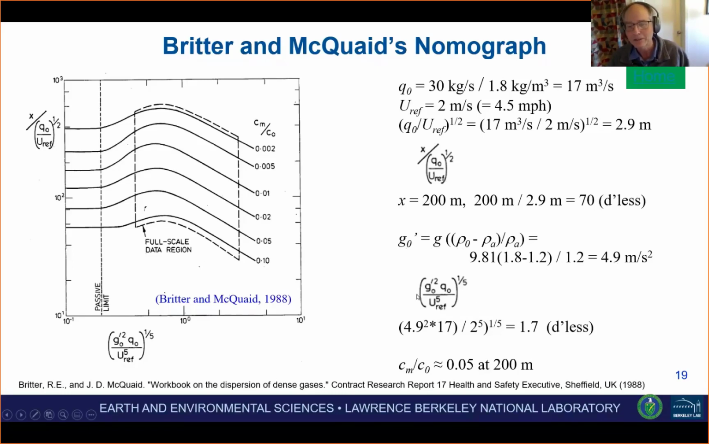And I could do the same thing down here, looking at this reduced gravity term for CO2, creating this quantity that's on that axis, and I get a 1.7 dimensionless. So I come out here in this plot. This is 10 to the 0 or 1. This is 2. 1.7 is somewhere here, and my other value on the x-axis is 70, so I'm somewhere in here. So you can see I get this value of 0.05 for that particular dilution factor for 200 meters. So that's how these nomographs are used.